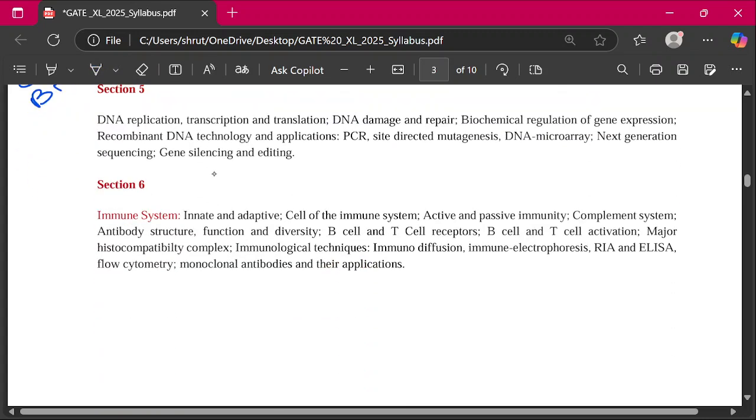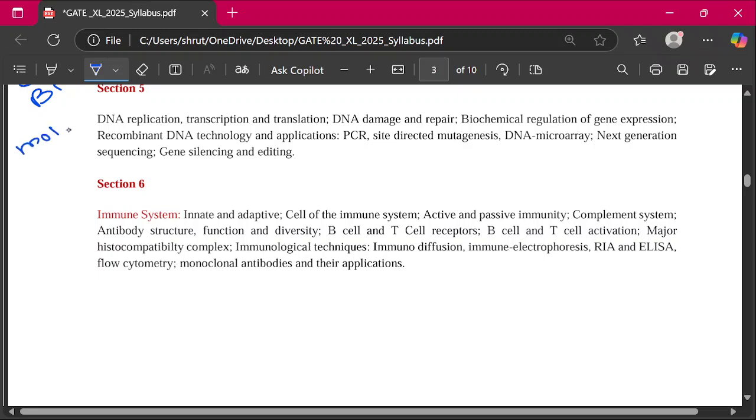Then moving to section 5, which is a part of molecular biology, in which we have to study DNA replication, transcription and translation, DNA damage and repair, biochemical regulation of gene expression, then recombinant DNA technology and its application, PCR, site-directed mutagenesis, DNA microarray, next generation sequencing and gene silencing and editing.